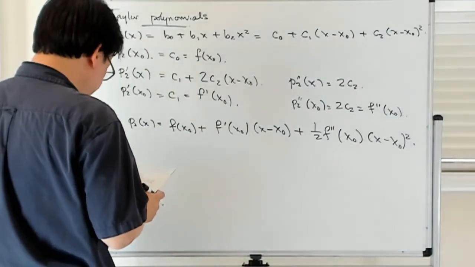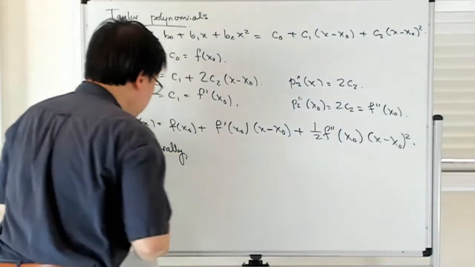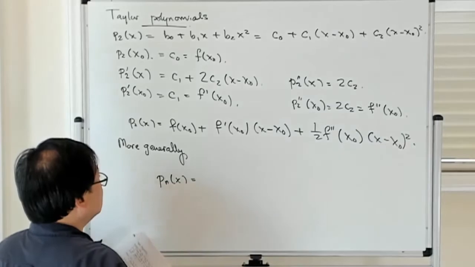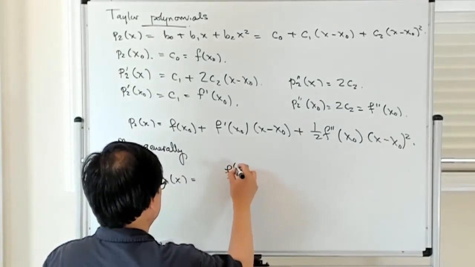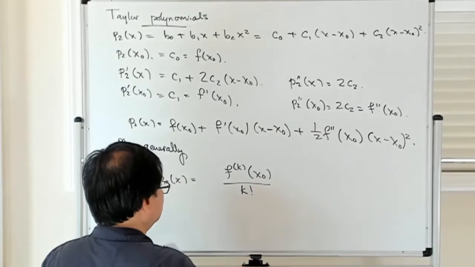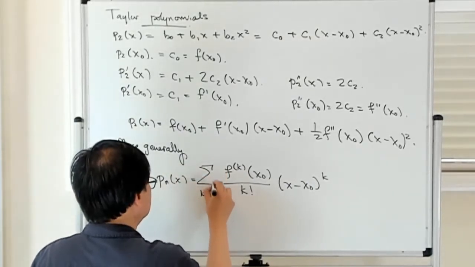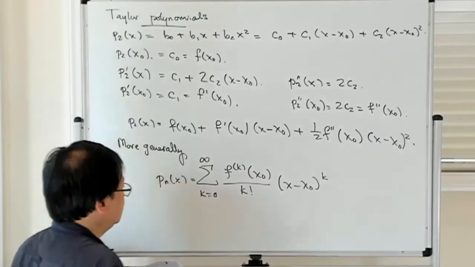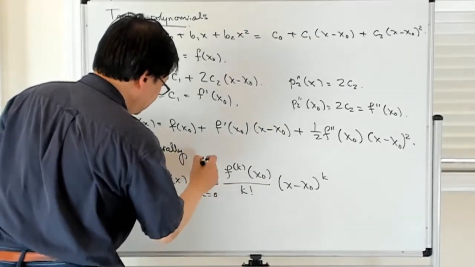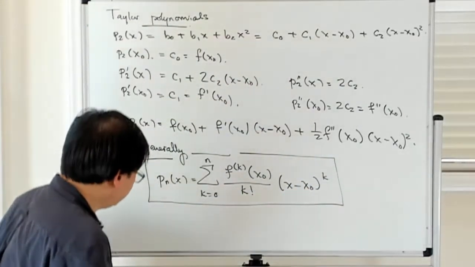And then, more generally, if you happen to have higher derivatives, then Pn of x is going to be the sum of the kth derivative of f at the point x0 over k factorial times (x minus x0) to the kth power, and this is a sum from k equals 0 to n. Actually, that's not to infinity, it's to n, because I'm just looking at Pn. So that's the degree n Taylor polynomial.